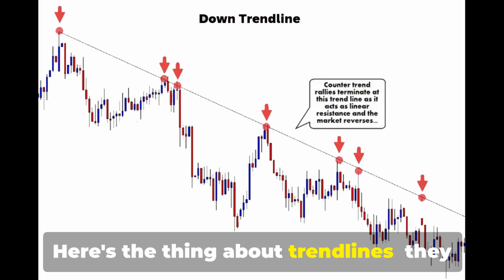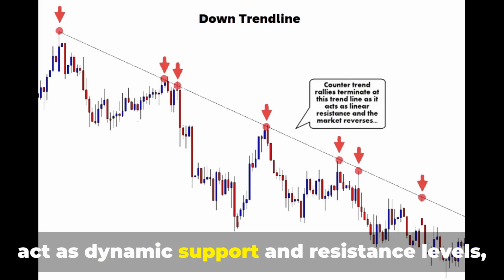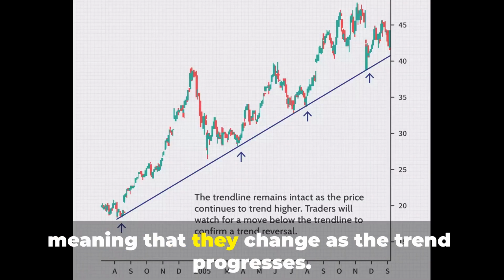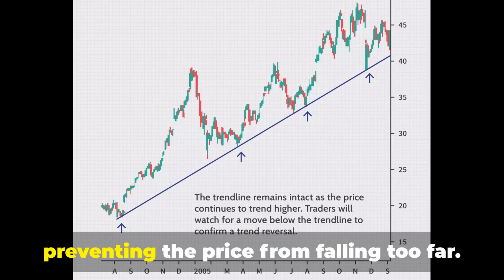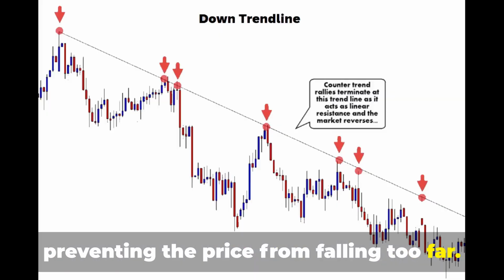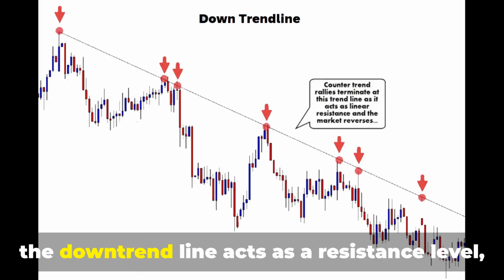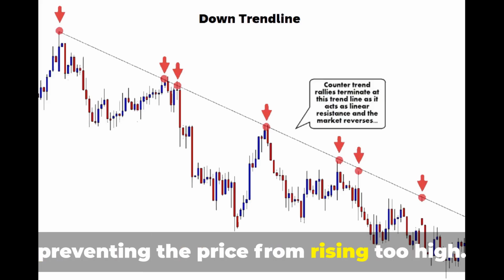Here's the thing about trend lines. They act as dynamic support and resistance levels, meaning that they change as the trend progresses. In an uptrend, the uptrend line acts as a support level, preventing the price from falling too far. Conversely, in a downtrend, the downtrend line acts as a resistance level, preventing the price from rising too high.